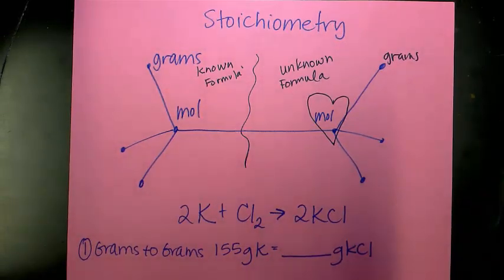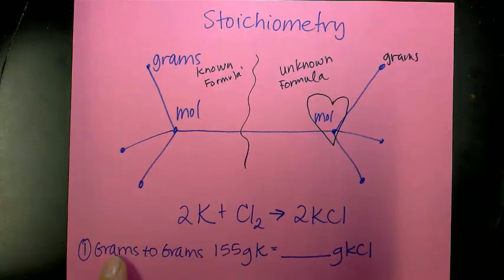We're going to fill in the rest of this. Hopefully you already paused it and copied it. We're going to fill the rest of this in as we go throughout the unit, and there will be other videos that show you how to do this. But for today, we're just going to go through the very first type of equation that we're going to learn for stoichiometry, which is grams to grams.